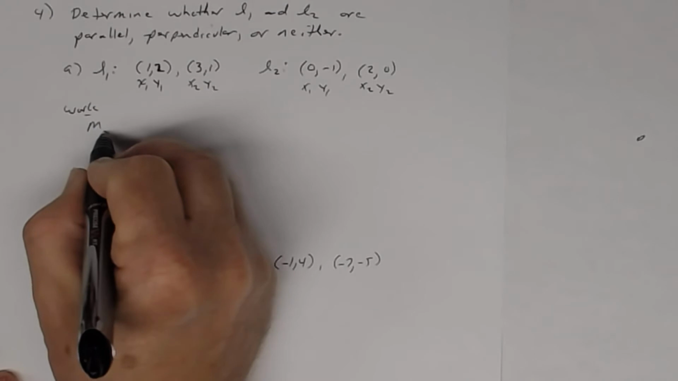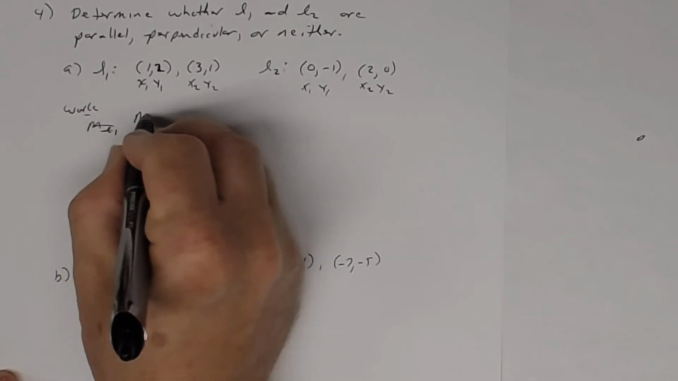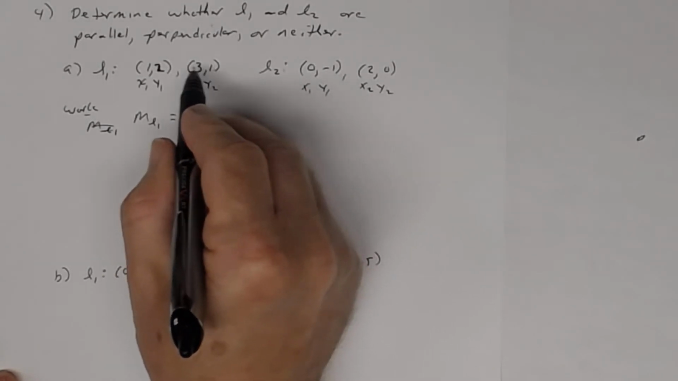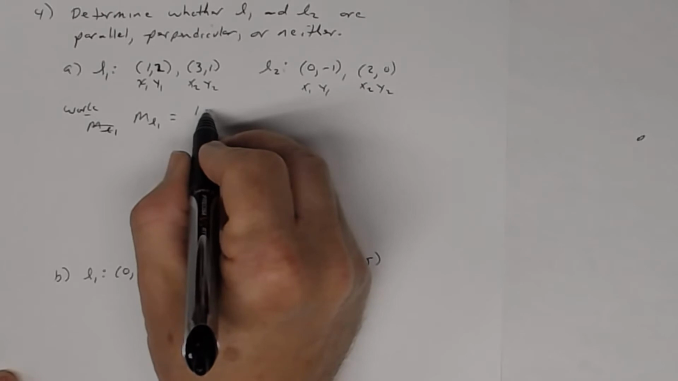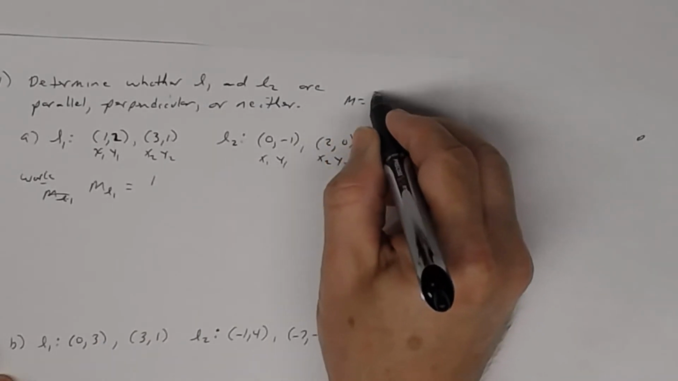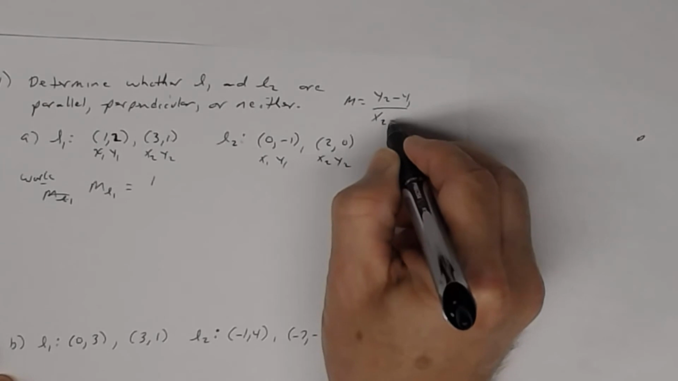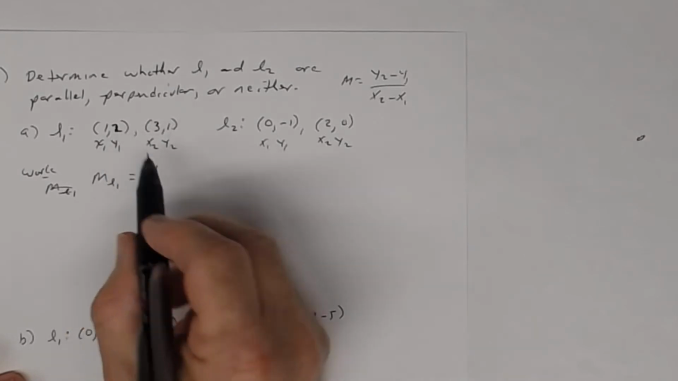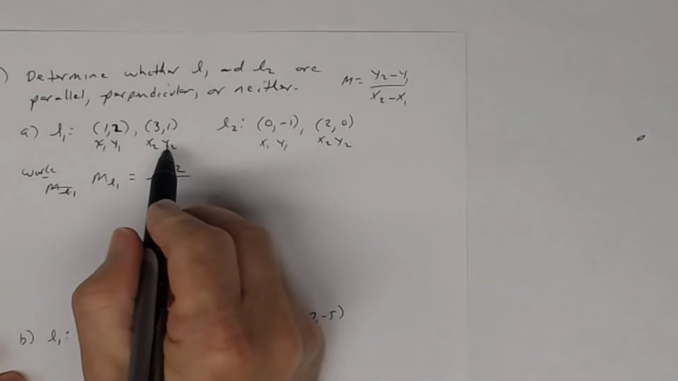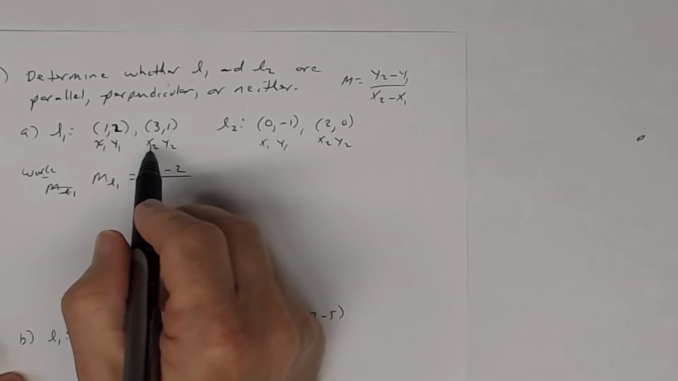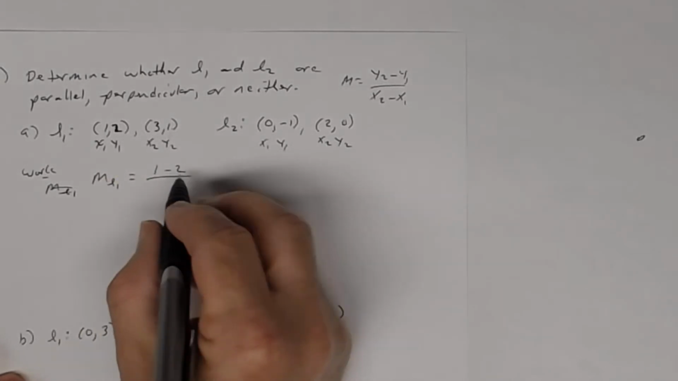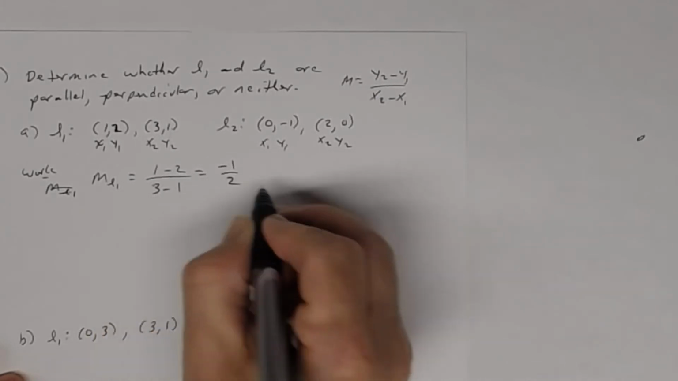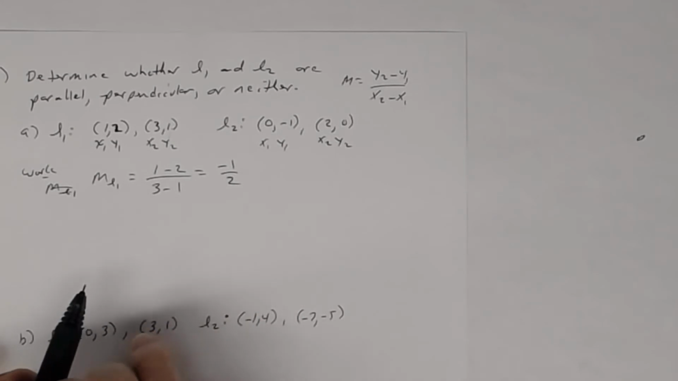All right, so the slope of line 1. Remember the slope formula: y2 minus y1 divided by x2 minus x1. So y2 is 1. I'm going to subtract y1, so 1 subtract 2, divided by, since I started with y2, I must start with x2. The order matters. 3 subtract 1. So 1 subtract 2 is a negative 1, 3 subtract 1 is 2. So the slope of line 1 is a negative 1/2.